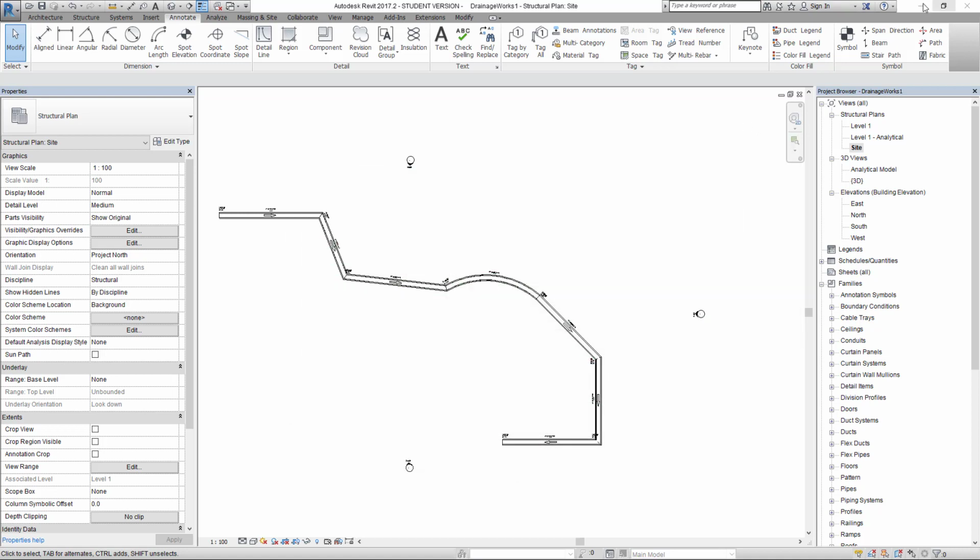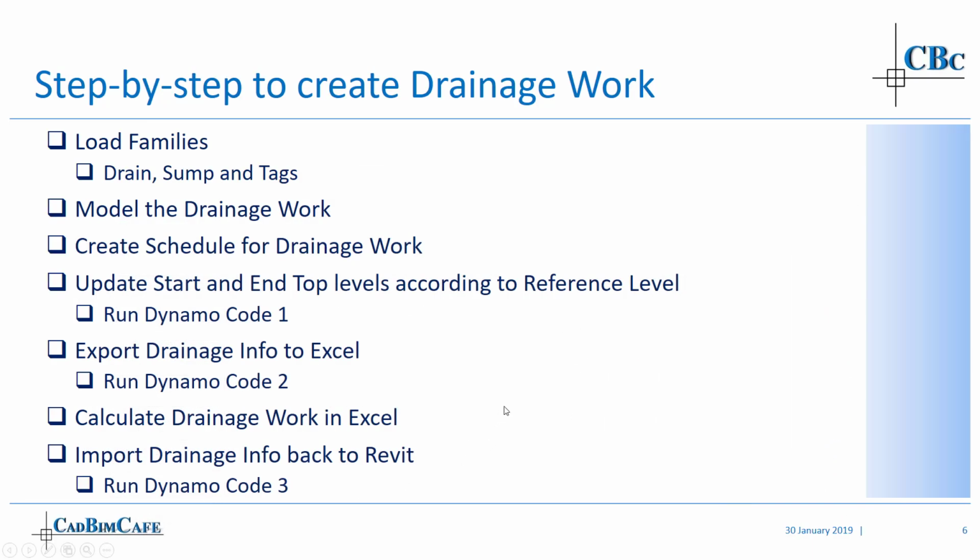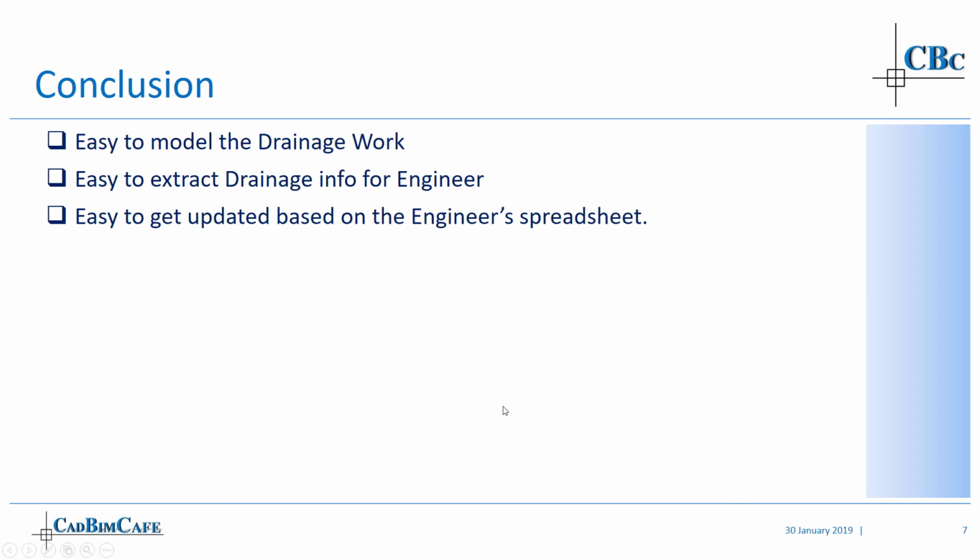So coming to the conclusions. In this process, it is easy to create a model, easy to model the drainage works. The second thing is that it is easy to extract the drainage information for the engineer to do the calculation process. Then we can get updated, based on the engineering spreadsheet, or based on our model's updated information as well.